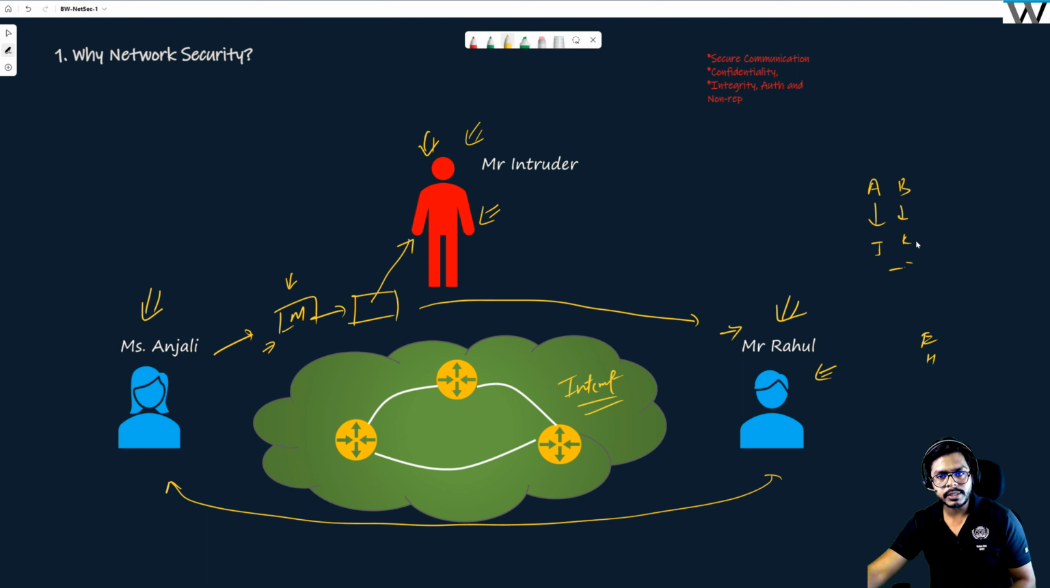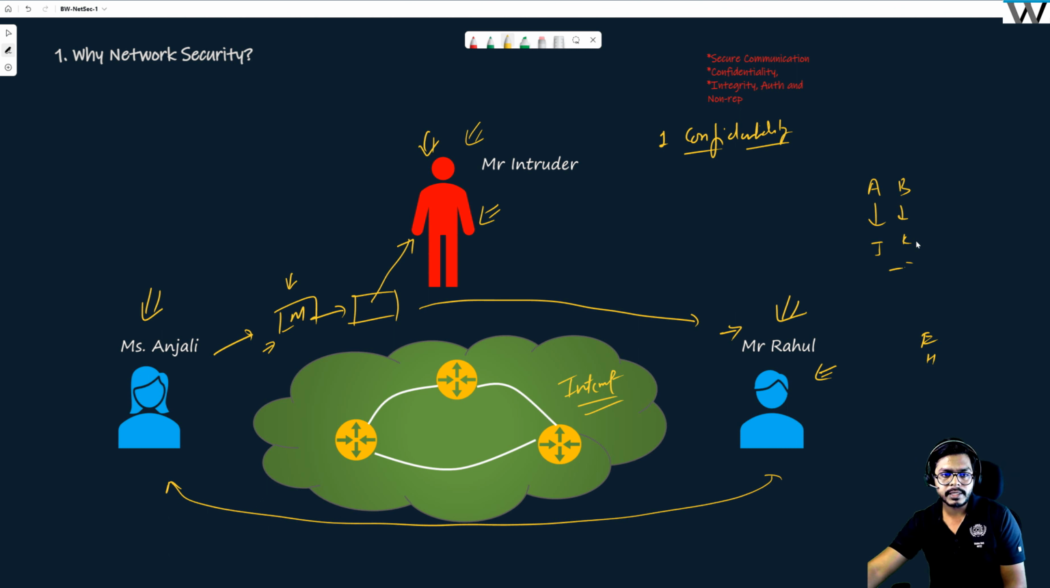Right? The process whatever I'm doing is actually known as confidentiality. Why confidentiality? Because now the data is confidential. Between whom? Only Anjali and Rahul. Because you have made this data or this message unreadable to others. And you know the rules, and the destination knows the rules.